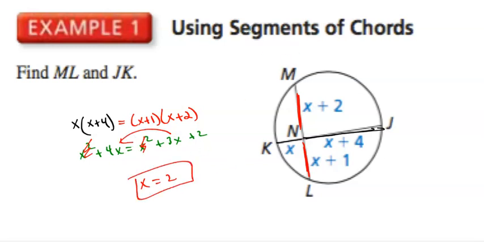So the squares go away, and X is equal to 2 after you bring everything over, and you're done. And then, of course, if it's asking for ML and JK, we'll go back and find ML and JK. So 2 plus 2 is 4, 2 plus 1 is 3, so ML is equal to 7. And for JK, we have 2, and 2 plus 4 is 6, so 2 and 6 is 8. Those are the segments of the chords. Alright, first example down, let's take a look at the next.